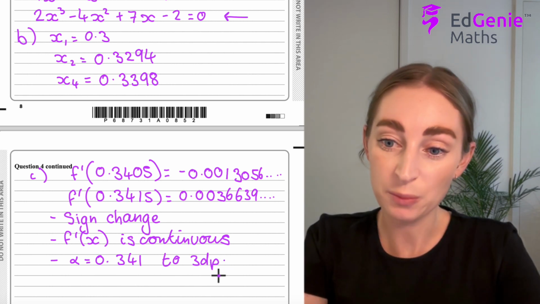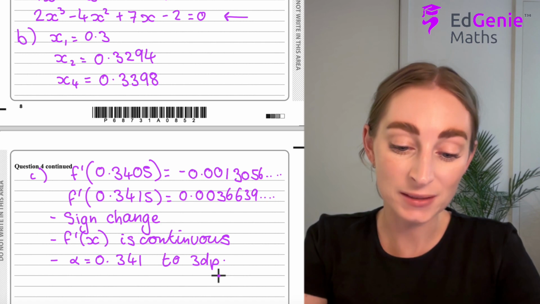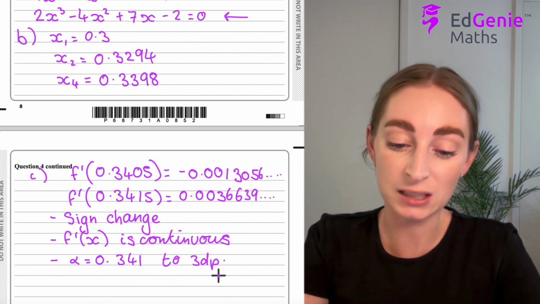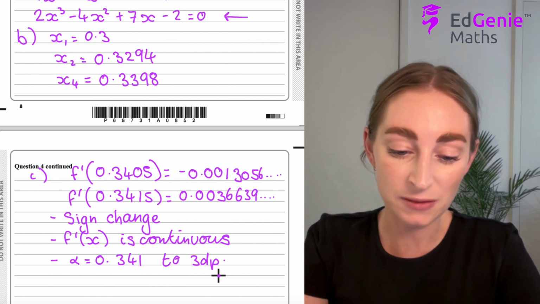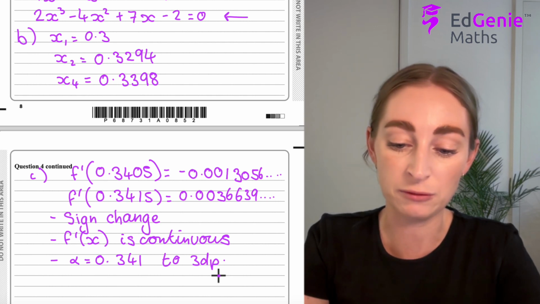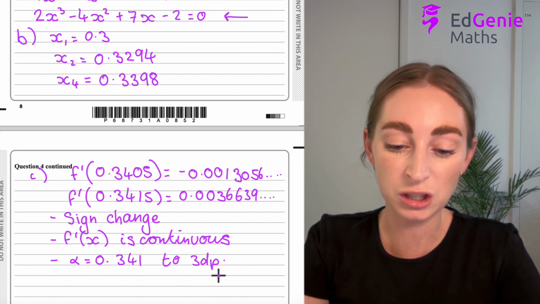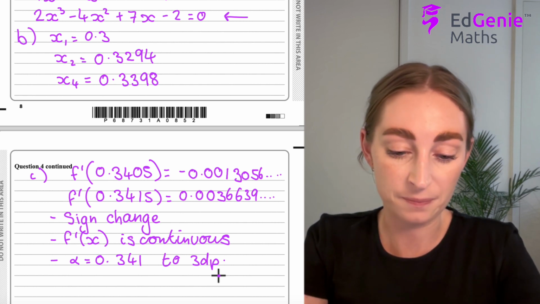So the examiner report for this question said that A and B was done quite well, but part C, some people didn't realise that you needed to look for the sign change, and then we're using the iteration more and more to try and get closer to the root. But that method was not accepted as it's not a proof of the location of the root. A few chose to substitute into an inappropriate function, such as f of x, so that didn't work either.